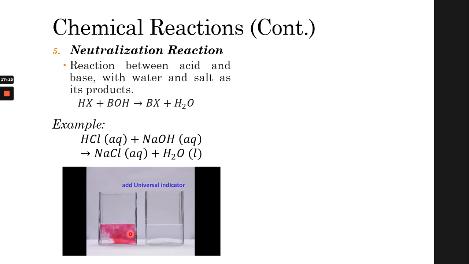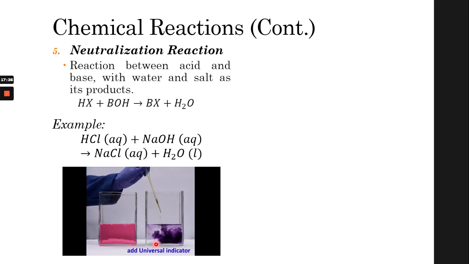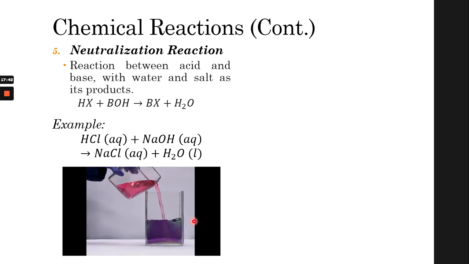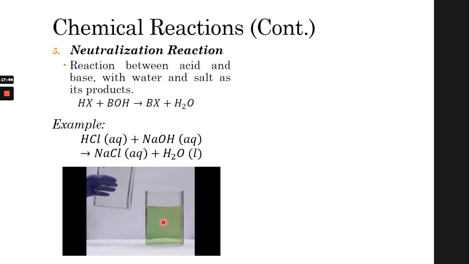So we will use an indicator to tell us whether the substance is an acid or a base. Since the universal indicator turns pink, it means this is acidic, and when the universal indicator turns purple, this is a base. So this is our HCl and this is our NaOH. You have your hydrochloric acid and your sodium hydroxide. And if we mix them, you would see that it turns green.